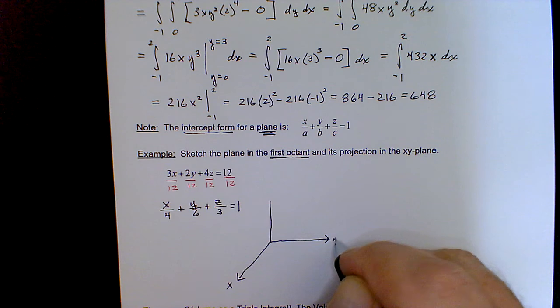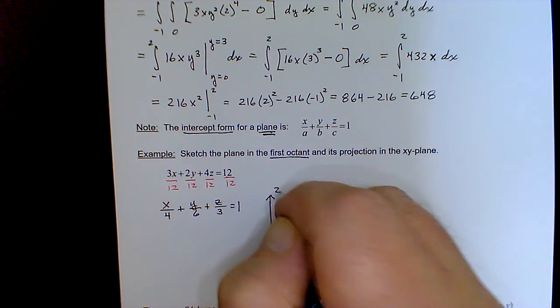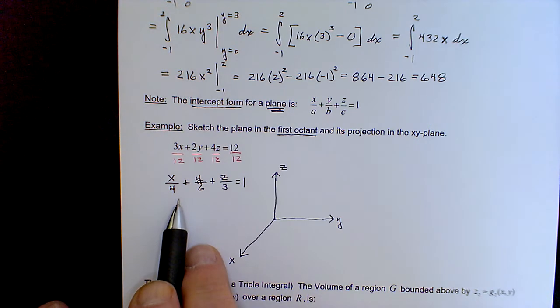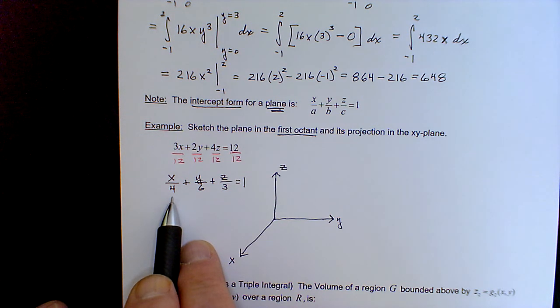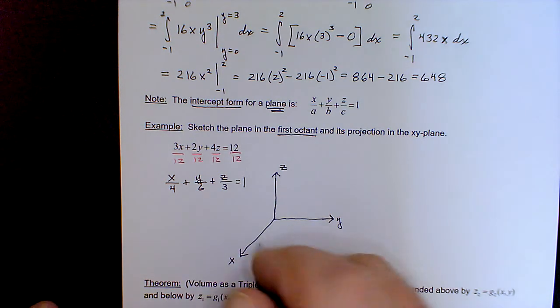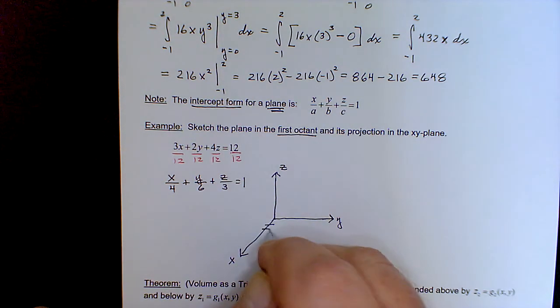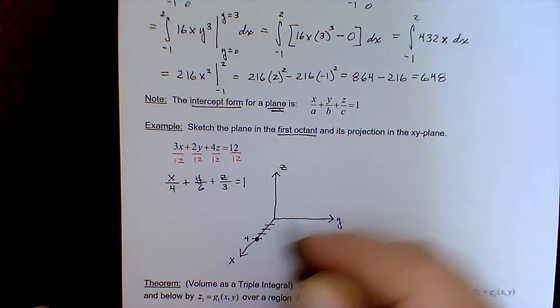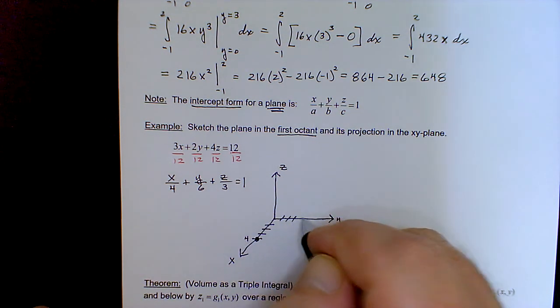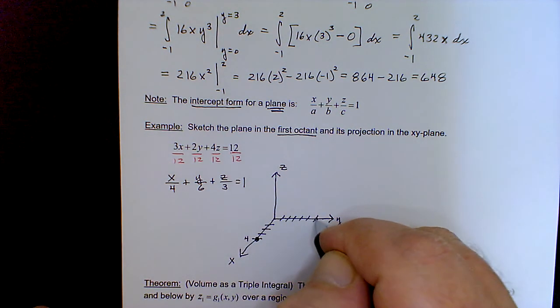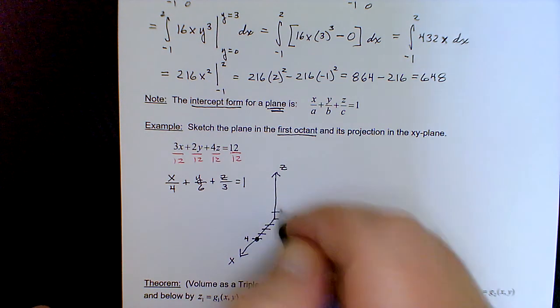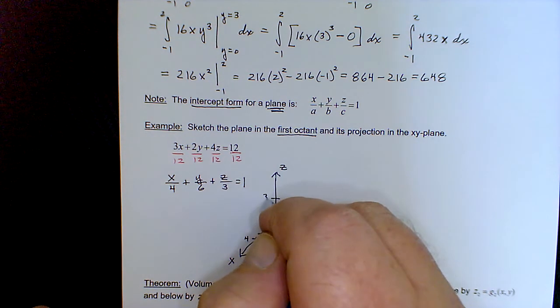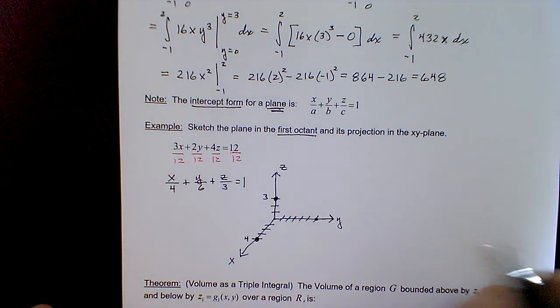So we've got x and y and z, of course. And the values underneath their respective variable is the intercept on that axis. So 4 units in the x direction is an intercept. 6 units in the y direction is an intercept. And 3 units in the z direction would be an intercept of the plane.